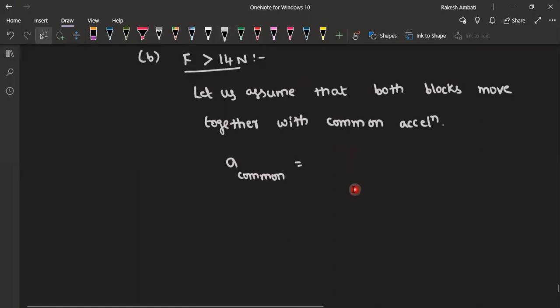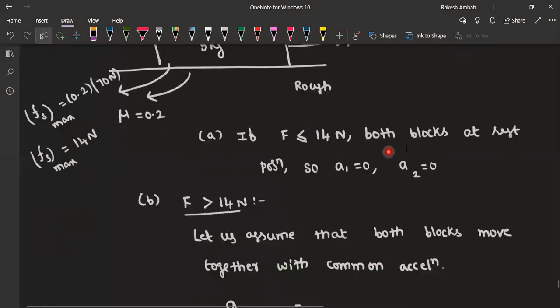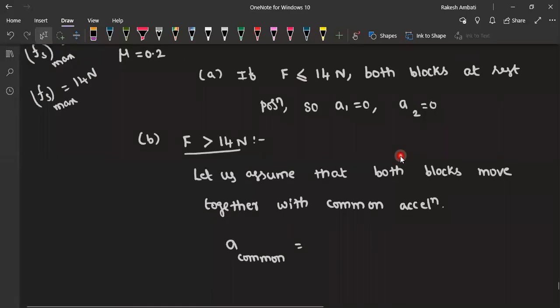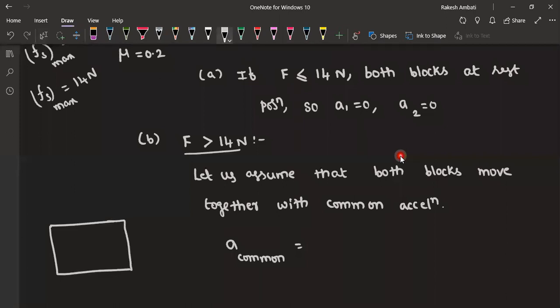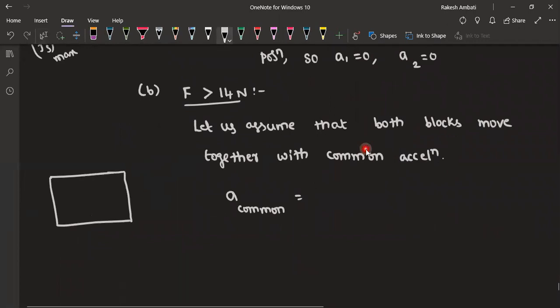So both blocks are moving together, correct? I'm taking both blocks as a single block. And what is the mass of this single block? 7 kg. On this 7 kg, totally how much applied force is acting? F. This F value is greater than 14 Newton.